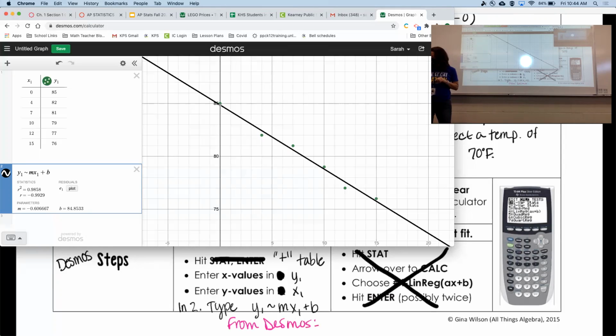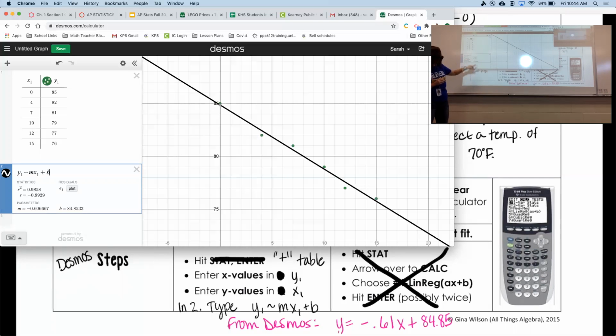we get y equals negative 0.60666667. Yeah. So let's just do negative 0.61. We're going to round to the second decimal place for now. x plus 84.85.